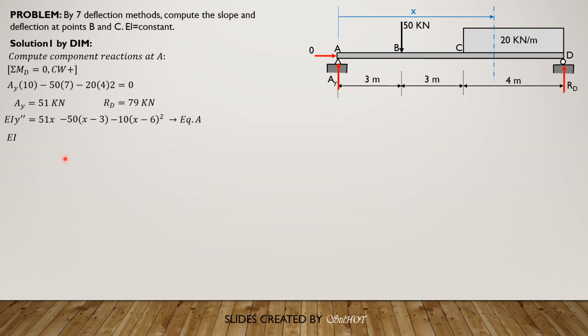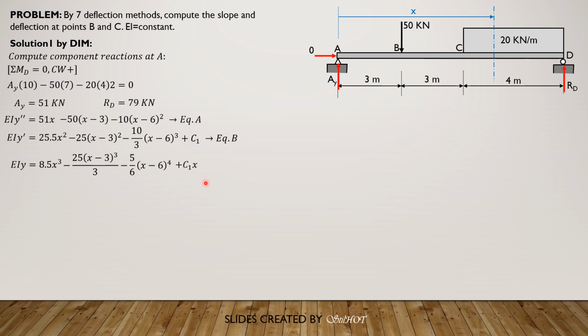Integrating once, so we have 25.5 x squared minus 25 quantity x minus 3 square minus 10 thirds x minus 6 quantity cube plus c sub 1. Remember that c sub 1 is the slope at the origin, which is point A. Then integrating again, EI y equals 8.5 x cubed minus 25 over 3 x minus 3 cubed minus 5 over 6 x minus 6 to the fourth plus c sub 1 x.